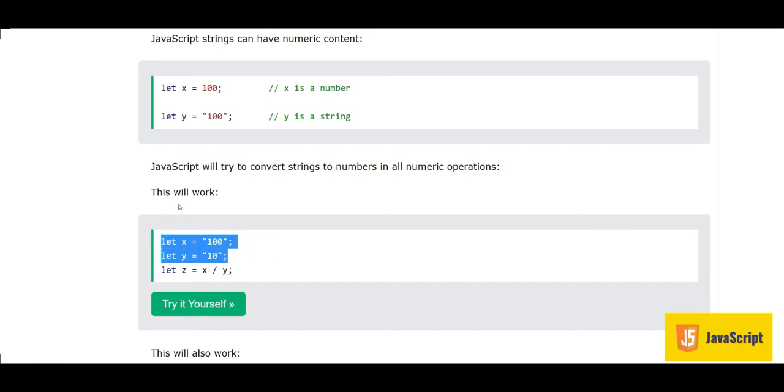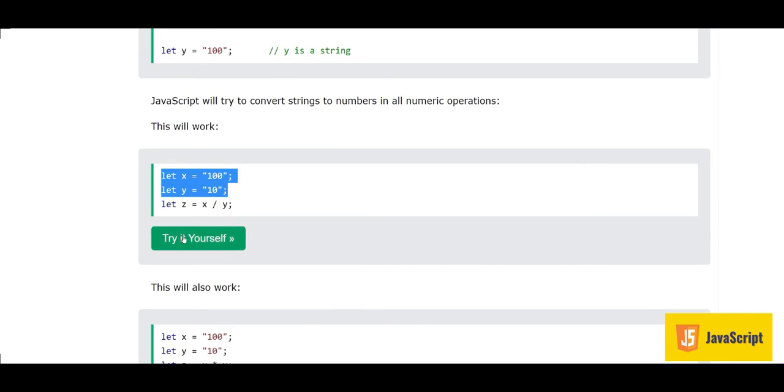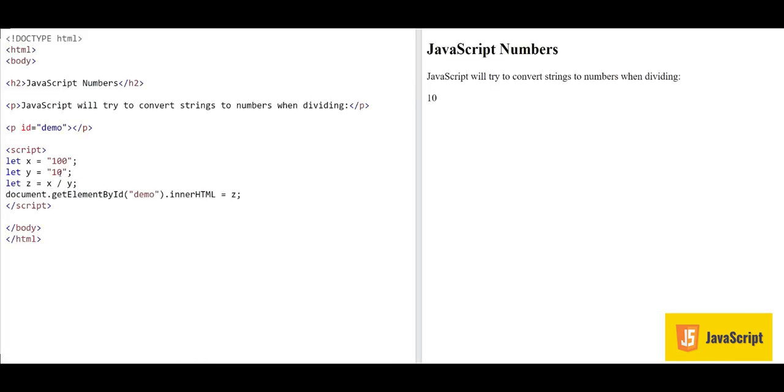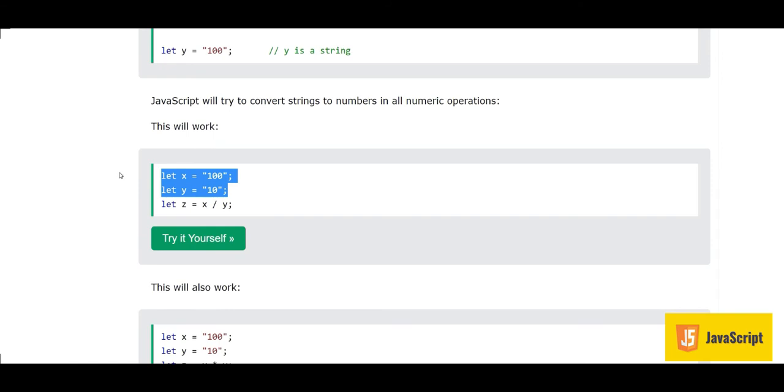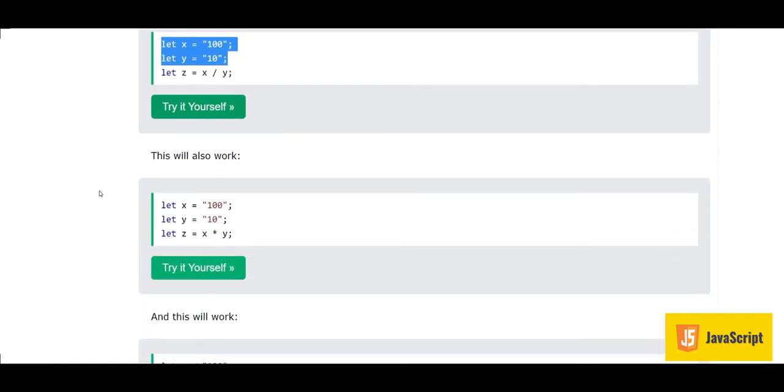what do you expect here in this example? The JavaScript will try to convert strings to numbers in all numerical operations, and this will work. When we are dividing, and both are strings, the answer z is actually 10, which means JavaScript converts the strings to numbers before division and gives us the right answer.